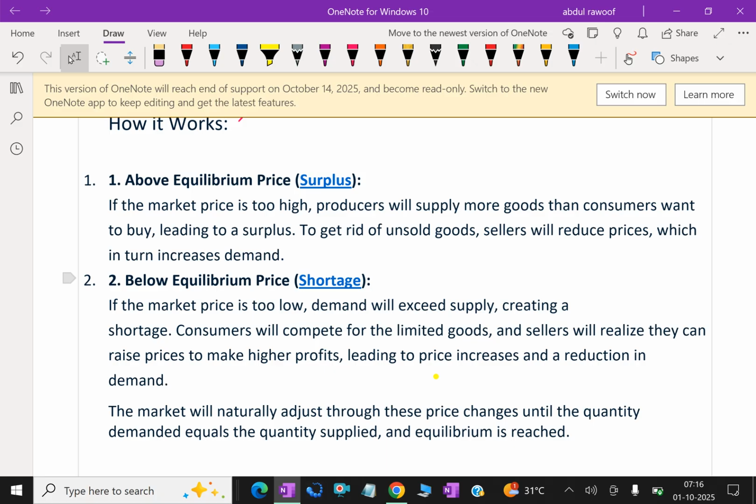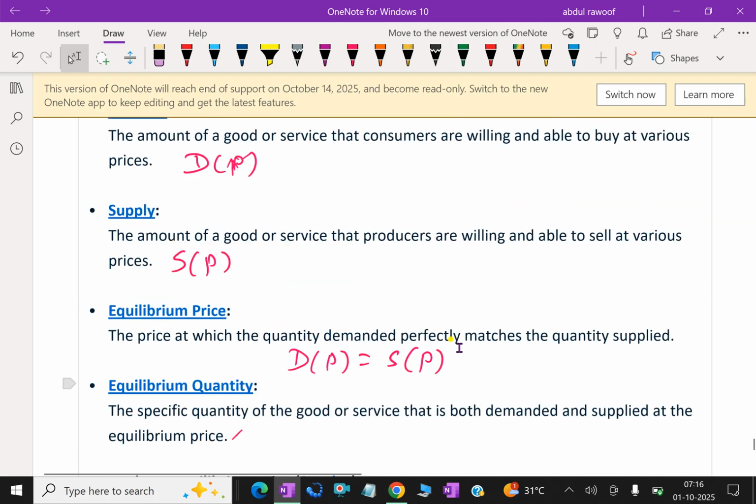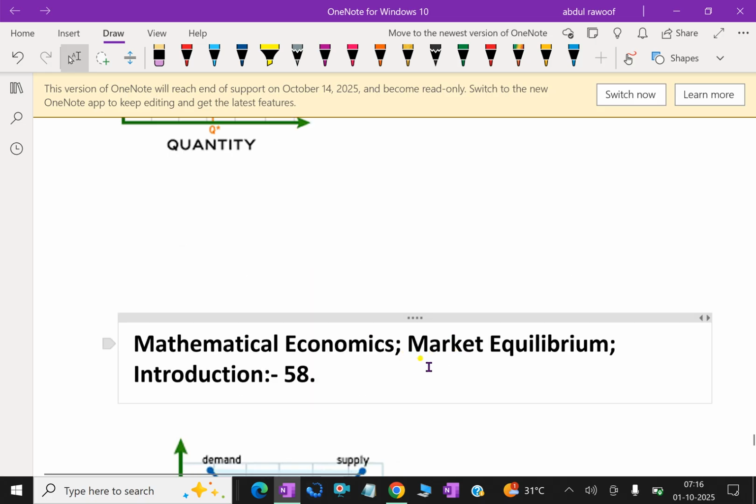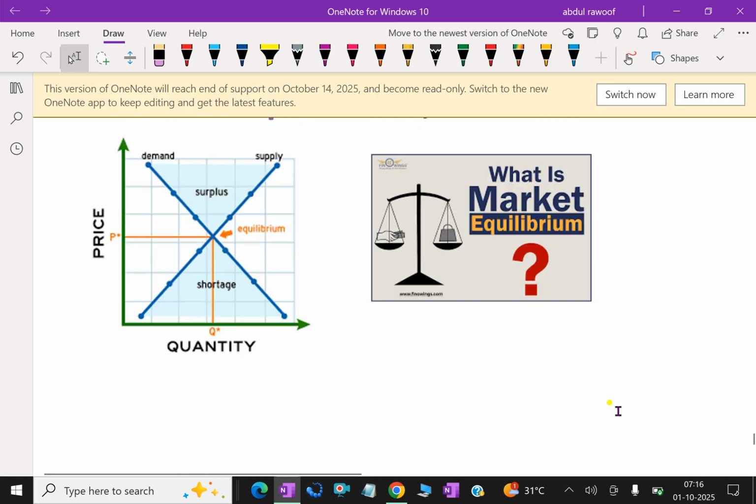So far we have discussed some introduction about market equilibrium in mathematical economics. We have done.